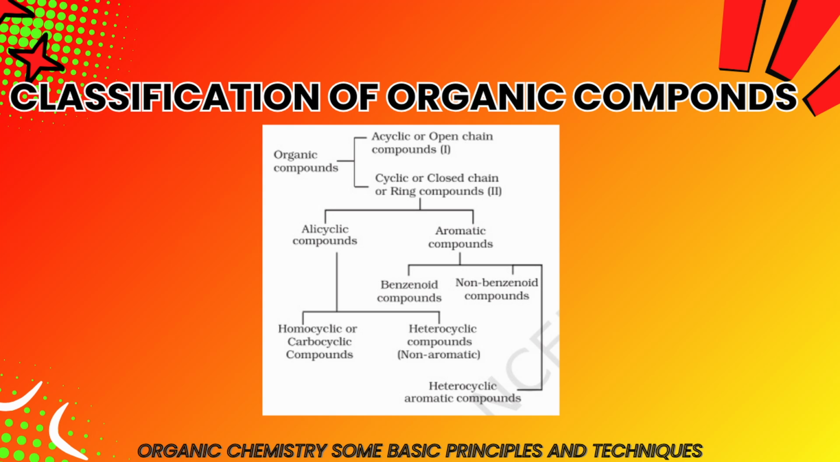Organic compounds are also organized into homologous series, where each member shares the same functional group and differs by a CH2 unit. Finally, we have polyfunctional compounds, which contain two or more identical or different functional groups. For example, tartaric acid has two carboxylic acid groups, while amino acids contain both amino and carboxylic acid groups.